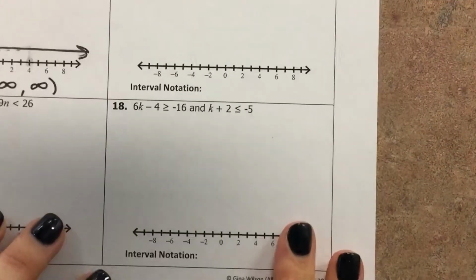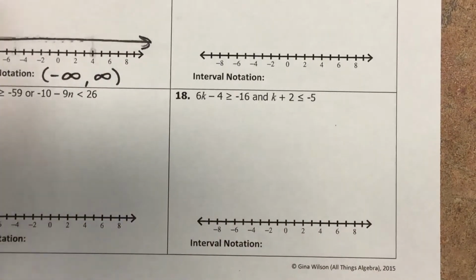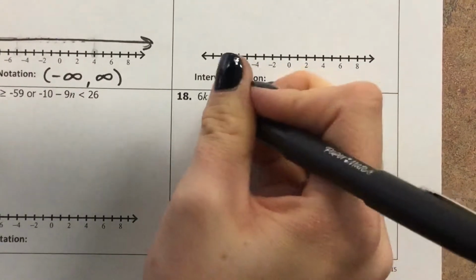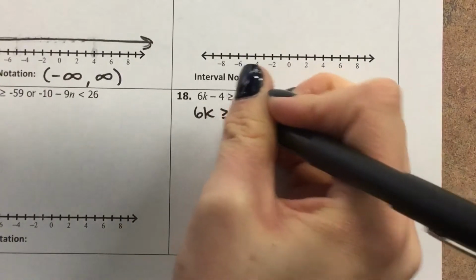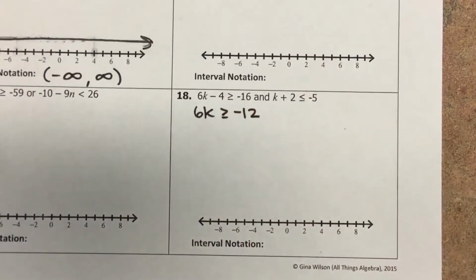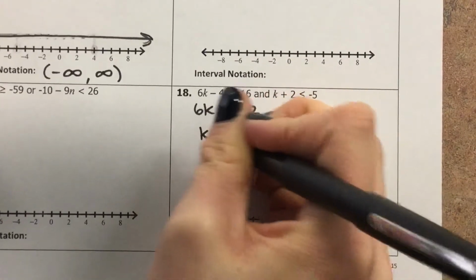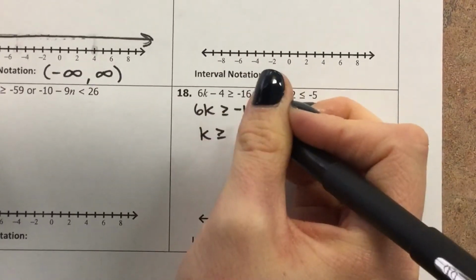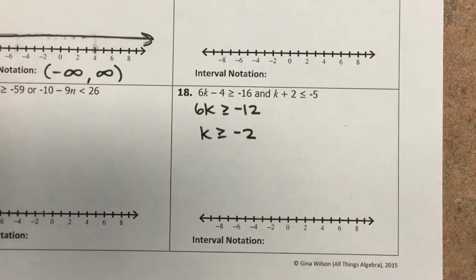We're gonna finish off with number 18, which is another special and graph. So one last set to solve. This one on the left, I need to add this 4 to both sides. So negative 16 plus 4 is a negative 12. Divide both sides by 6. So since what I'm dividing by is a positive, I don't flip. So negative 12 divided by 6 is negative 2.